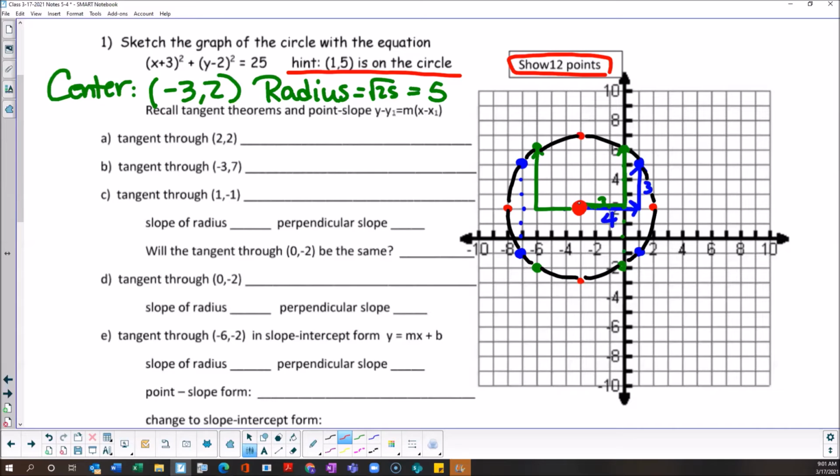For part A, I want to write the equation of a line that's tangent through the point 2, 2. First, let's find point 2, 2. I'm going to use purple to find it. The 2, 2 is this red point. If it's tangent to the circle, remember you guys just told me it has to be perpendicular to the radius. So let's draw our radius here. This is my radius, that blue line right there.